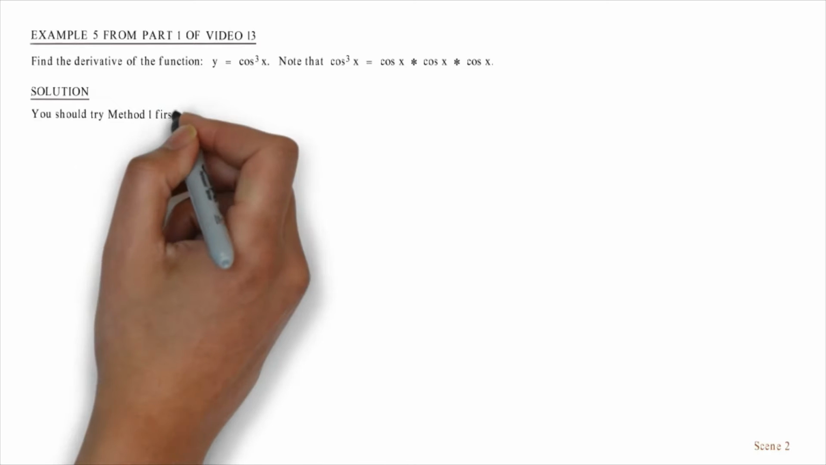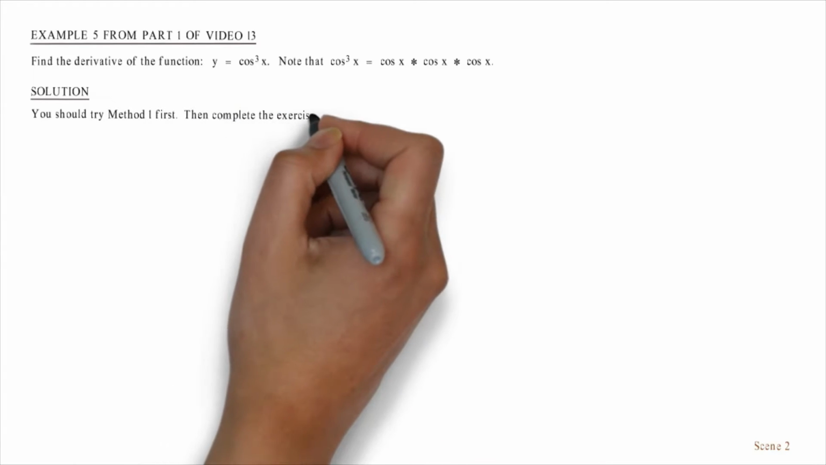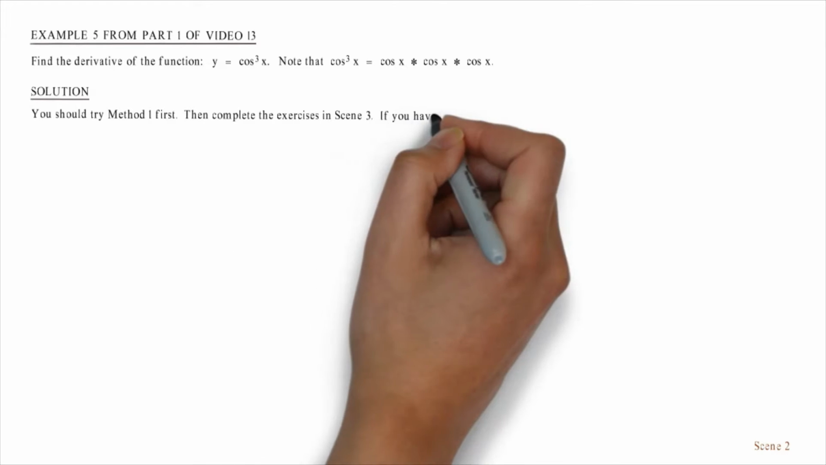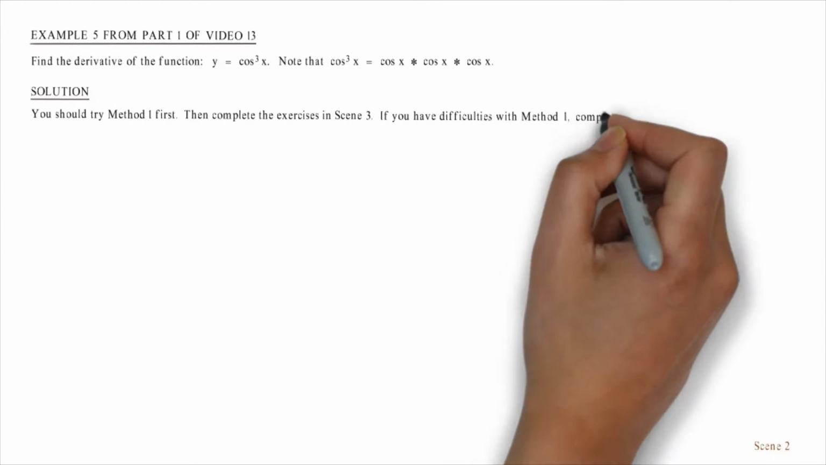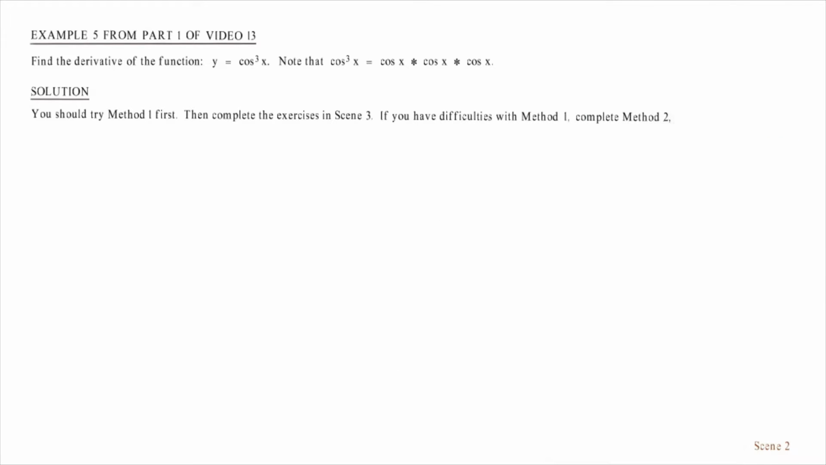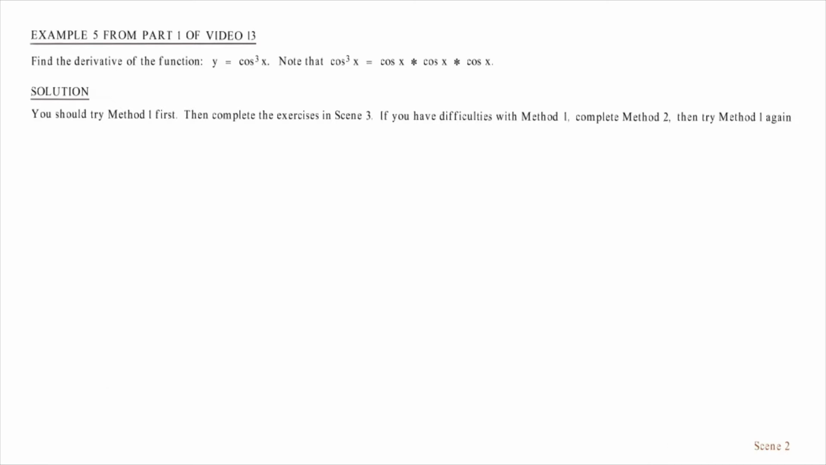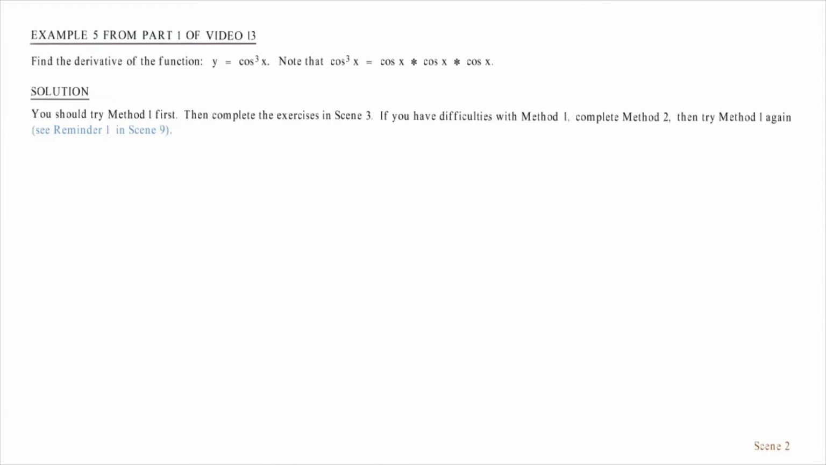Solution. You should try method 1 first. Then complete the exercises in Scene 3. If you have difficulties with method 1, complete method 2. Then try method 1 again. See Reminder 1 in Scene 9.